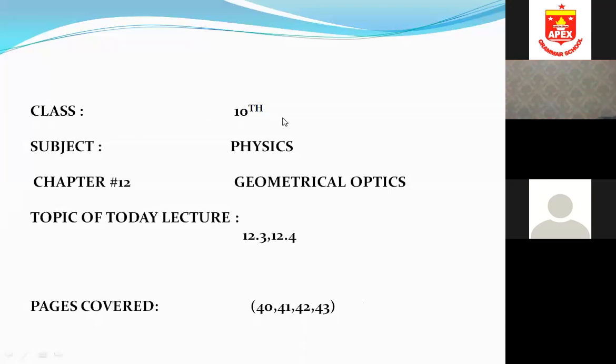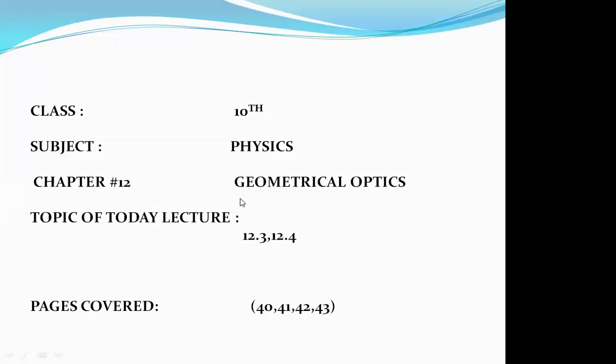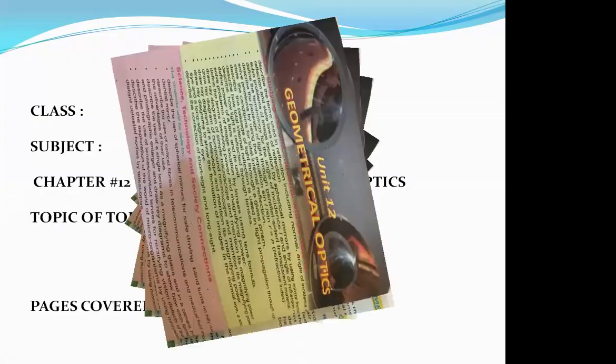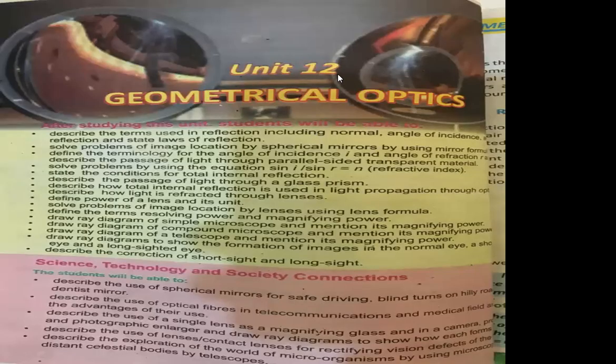Again, class 10, subject physics, chapter number 12, Geometrical Optics. The topics of today's lecture are 12.3 and 12.4, and we will try to cover these two topics. Pages covered are 40, 41, 42, 43 of your 10th class textbook. This is Unit 12, and the name of the chapter is Geometrical Optics.